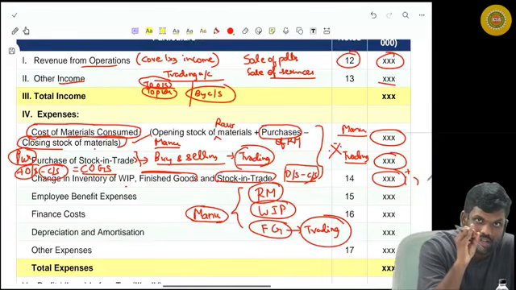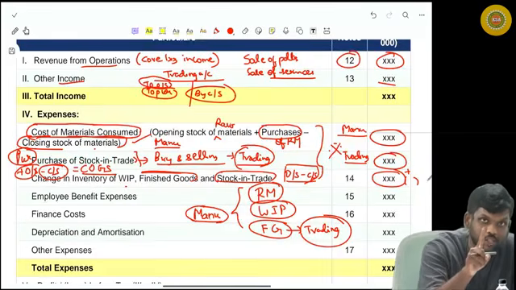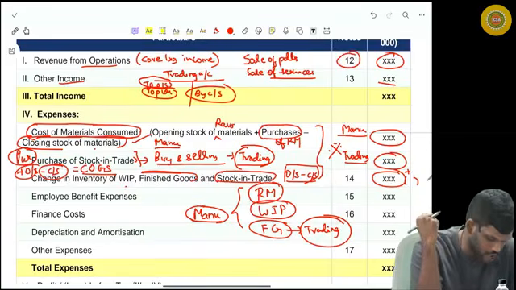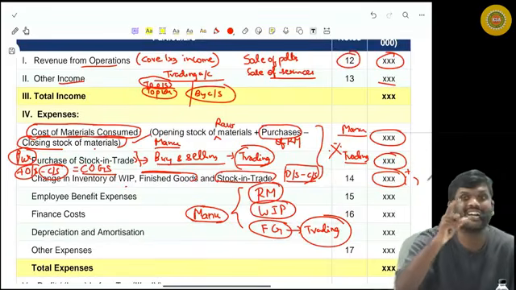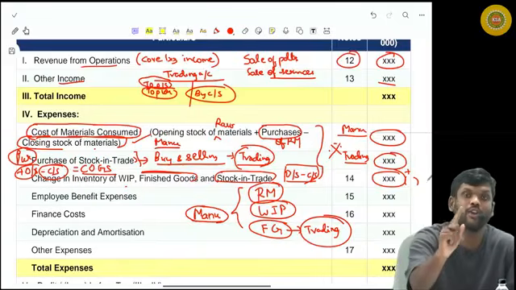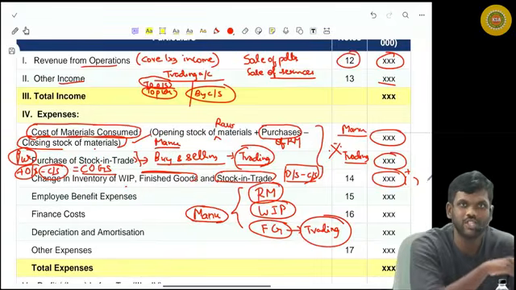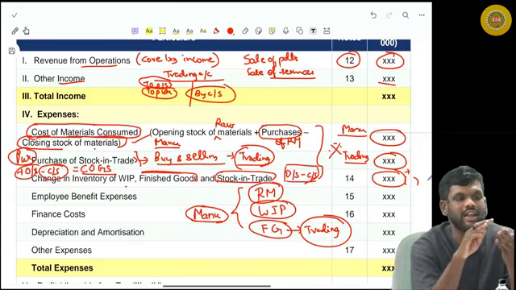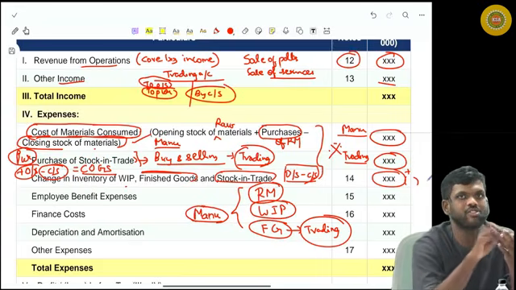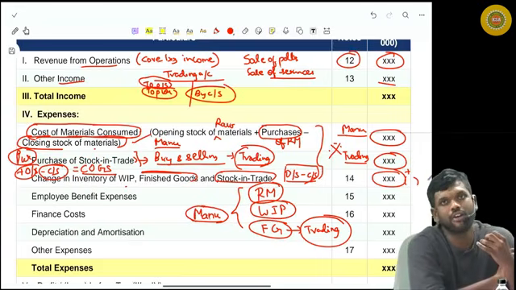Cost of materials consumed, we will take only opening stock of raw materials plus purchase of raw materials minus closing stock of raw materials. In purchase of stock in trade, we will take only stock in trade purchases. This is applicable only for a trading company. And then in change in inventory, we will take FG, WIP, stock in trade. FG and WIP will come for manufacturing companies. Stock in trade will come for trading companies.